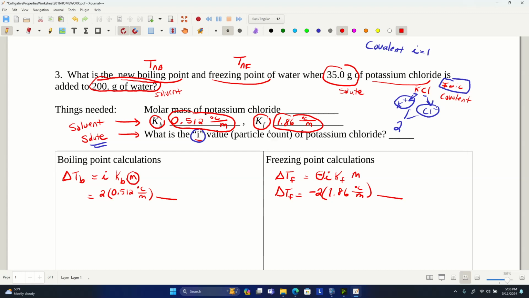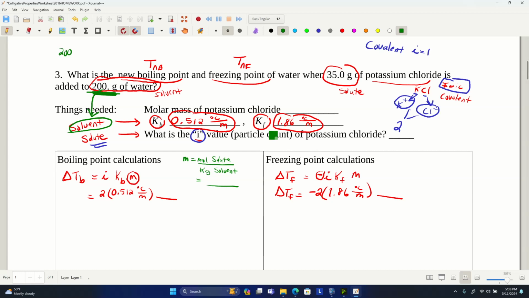I'm going to do a different color now. So molality is moles of solute over kilograms of solvent. So I know the kilograms of solvent because the solvent is water. Well, no, I don't, because I have it in grams. So that means I have to convert, and you have to show the conversion somewhere on your chart or in your math. So I'm going to do the conversion right here.